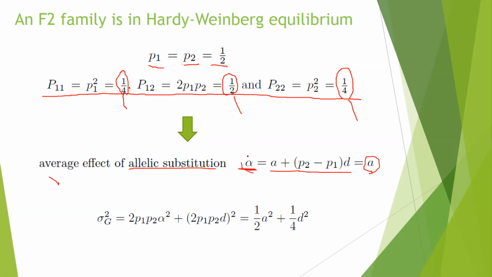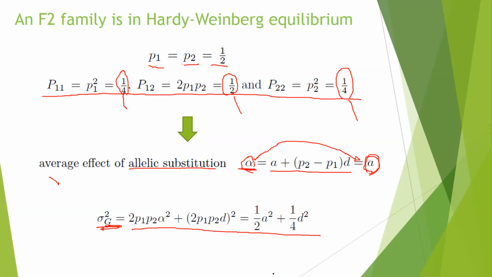These two things are different, right? Don't confuse them with each other. So only in the F2 population, alpha equals A, which is the additive effect. And in this case, if you calculate the variance of the phenotype, the total phenotypic variation, it equals this. Any problems here? I think this is easier, right?